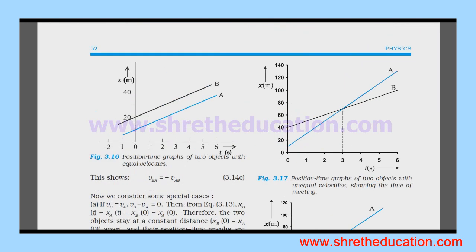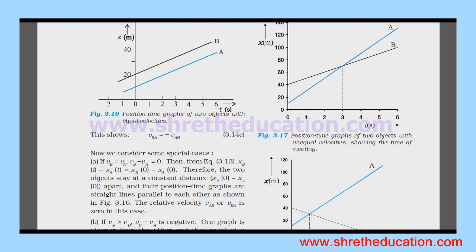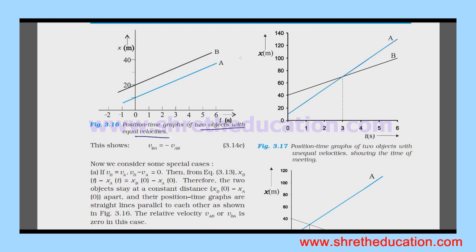Now the graph: the position-time graphs of two objects with equal velocities are parallel to each other, moving uniformly. For objects with unequal velocities, the graphs are not parallel and will meet at some point, where the two objects are at the same position.